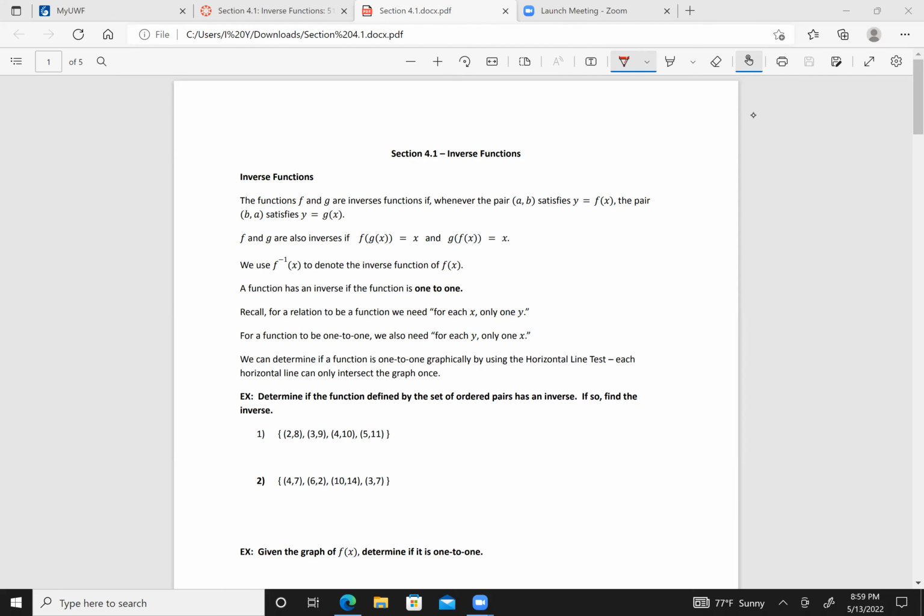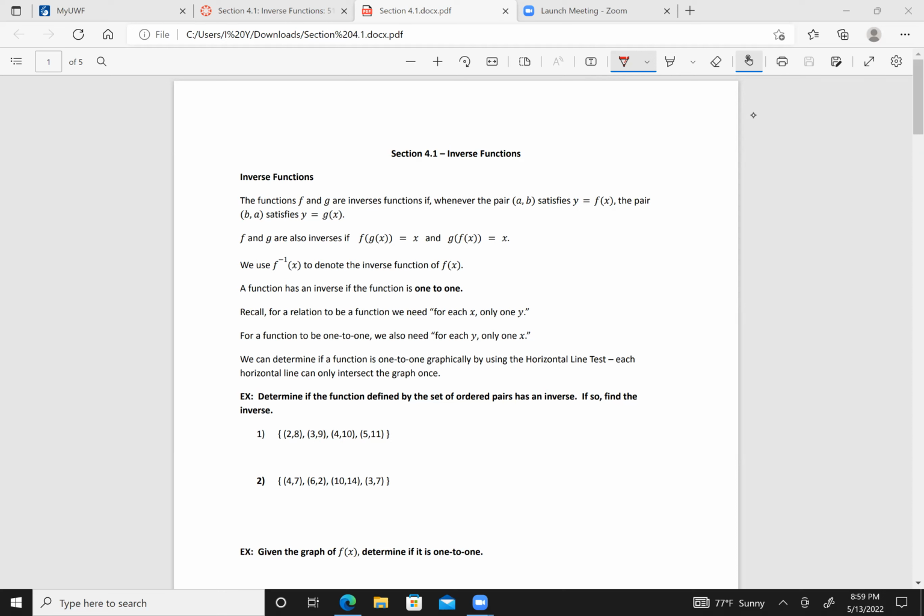Okay, so today we're going to check out section 4.1, inverse functions. So what exactly is an inverse function? Consider the two functions f and g. They are inverse functions if, whenever the pair (a, b) satisfies y equals f of x, the pair (b, a) satisfies y equals g of x. In other words, the x values become y values, the y values become x values.